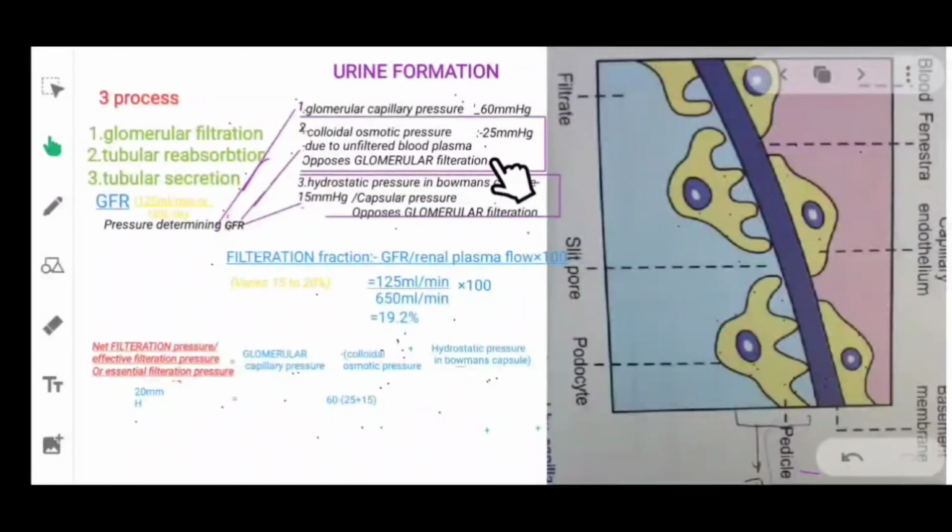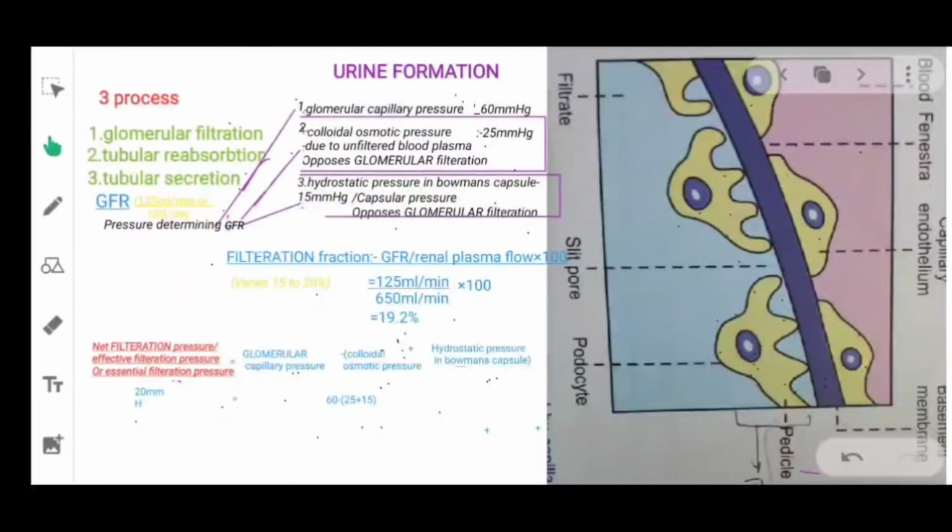Now, the next pressure is colloidal osmotic pressure. This is the pressure due to unfiltered blood plasma and it opposes glomerular filtration. It is 25 mmHg. Now, hydrostatic pressure in the Bowman's capsule. It is the pressure exerted by the filtrate itself in the Bowman's capsule. This is also called capsular pressure, which is 15 mmHg. It opposes glomerular filtration. So, only glomerular capillary pressure favors glomerular filtration, whereas colloidal osmotic pressure and hydrostatic pressure oppose the glomerular filtration.